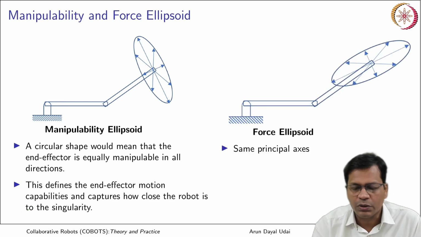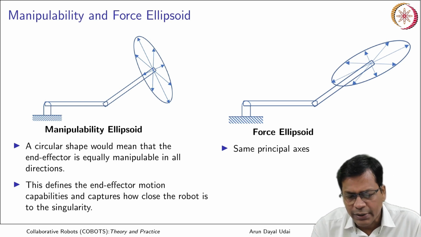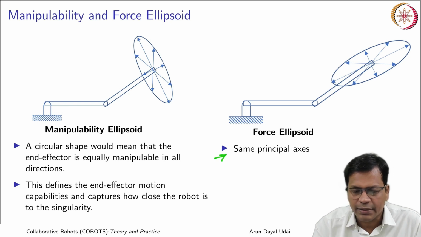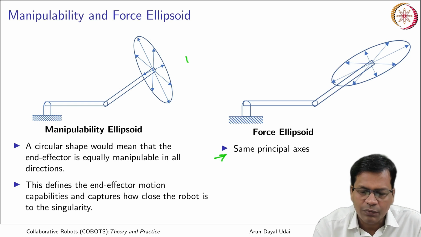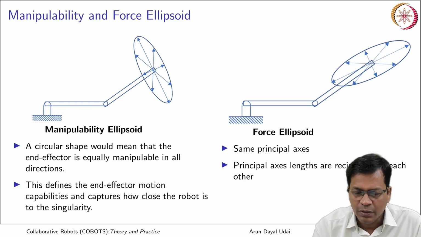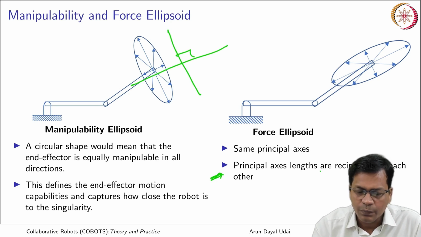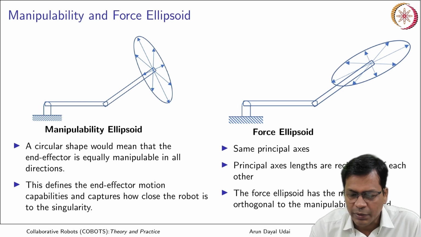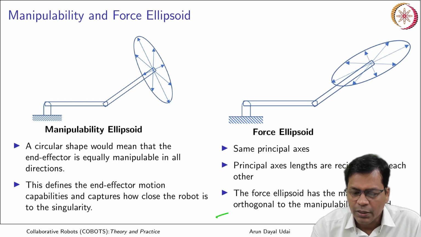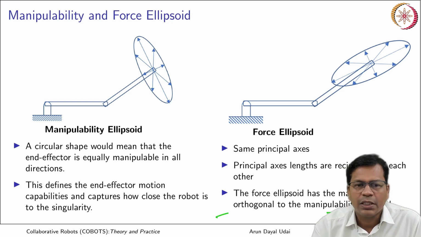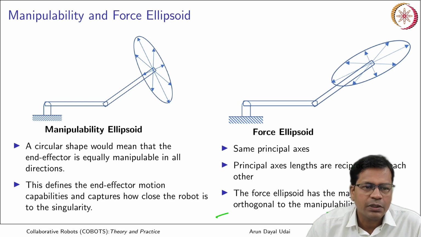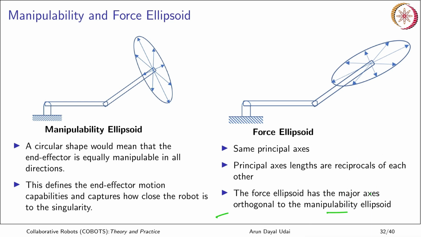Then what is the force ellipsoid? It has the same principal axes. So the principal axes of this and this would remain the same. Okay, the principal axis lengths are reciprocal to each other. So if the manipulability ellipsoid is like this, the force ellipsoid would be like this. So that is orthogonal to each other also. Okay, the force ellipsoid has its major axis orthogonal to the manipulability ellipsoid. Okay, so let me just vanish for a moment so that you can see it.